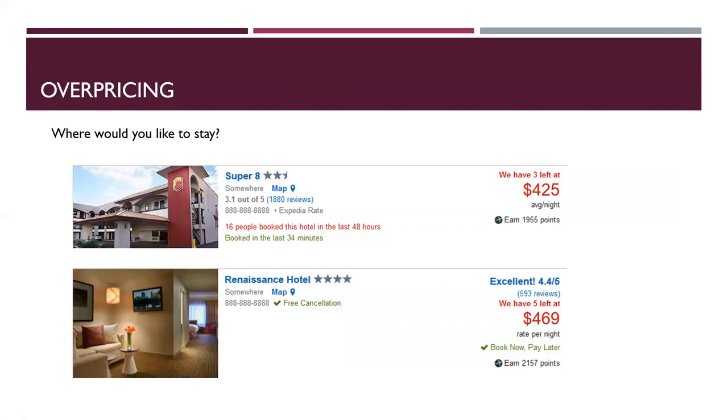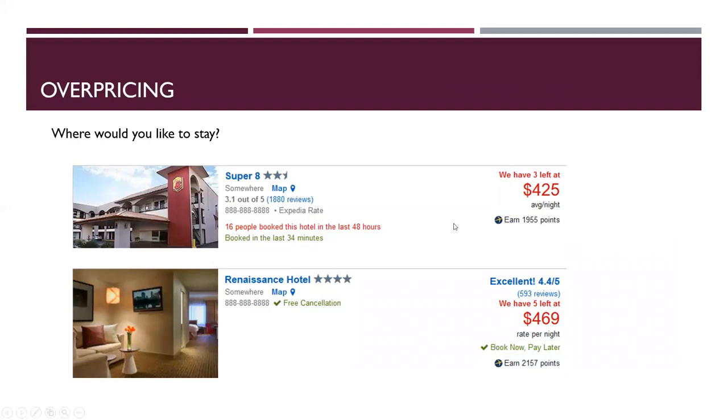All right, and this last example is overpricing your hotel. This is a really easy one. This rate shop that I did here is for a music festival that's coming up in the spring in a nearby area. And you can see here there's a Super 8 that's priced themselves at $425. I have not manipulated these prices. This is what they're advertising. And then there's a Renaissance hotel that's at $469.